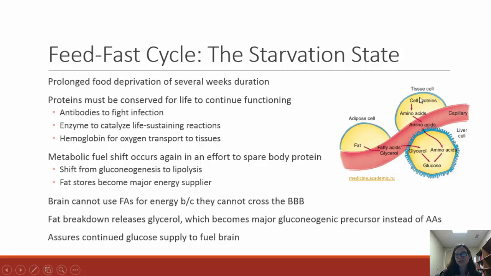This is just shown here. So yes, our amino acids can be used for glucose, but when we move towards starvation, our fats are going to be used to produce glycerol for gluconeogenesis.